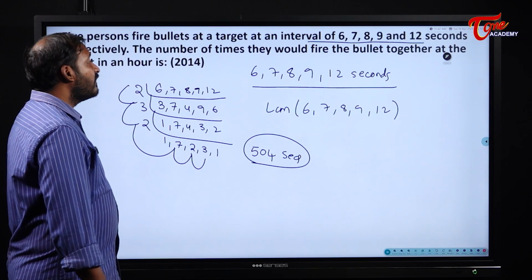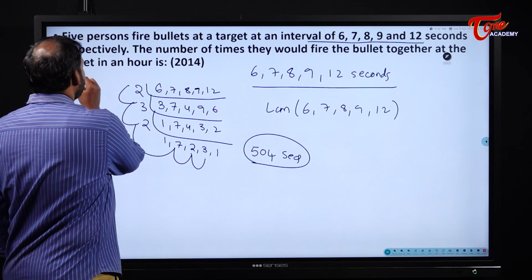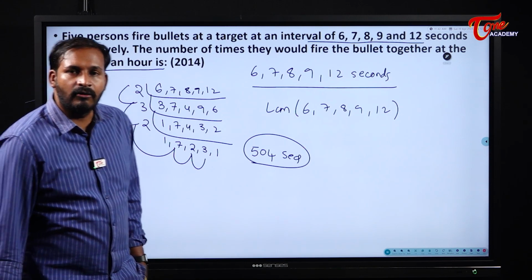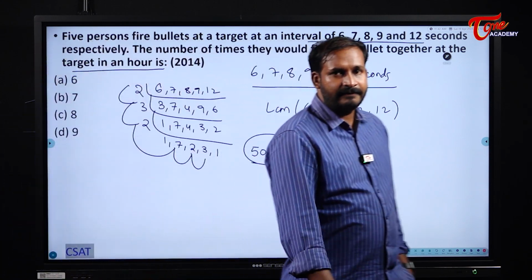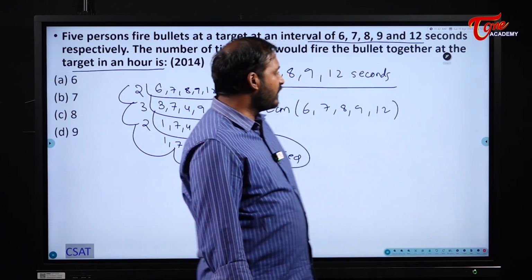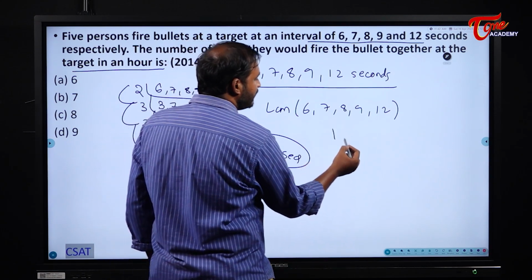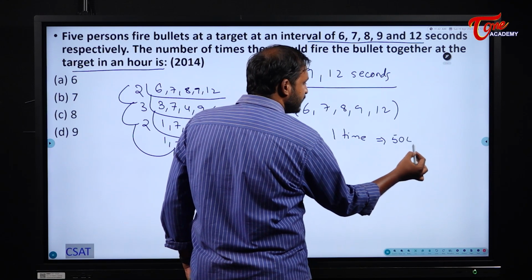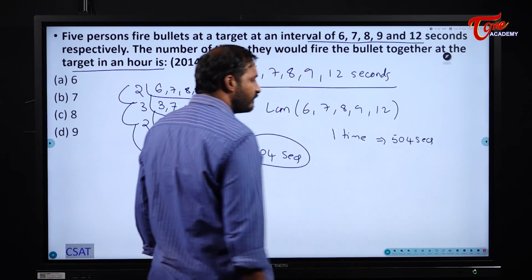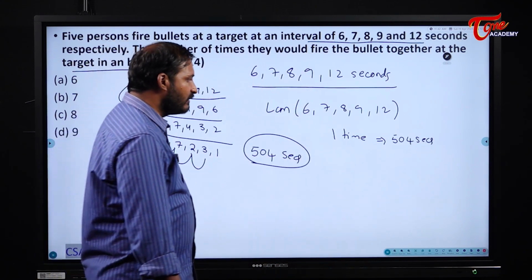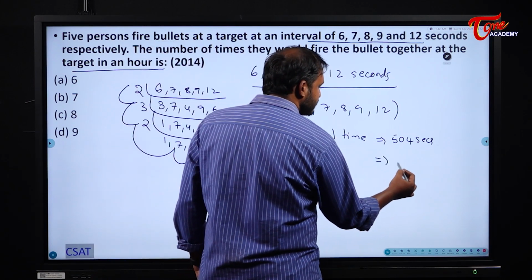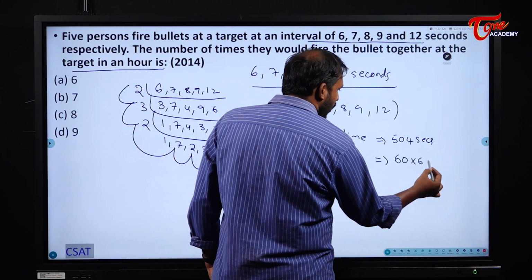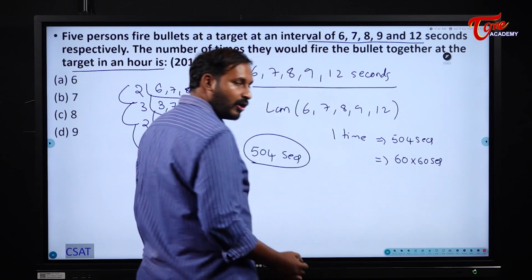Now, the number of times they would fire the bullet together at a target in an hour. In 1 hour, how many times will they fire at the target? To happen this event one time, it is going to take 504 seconds, right? In 1 hour, how many seconds? 60 into 60 seconds. How many times will it happen?